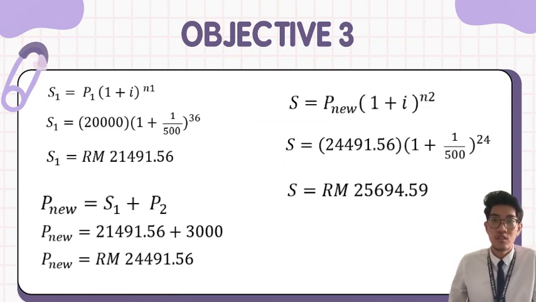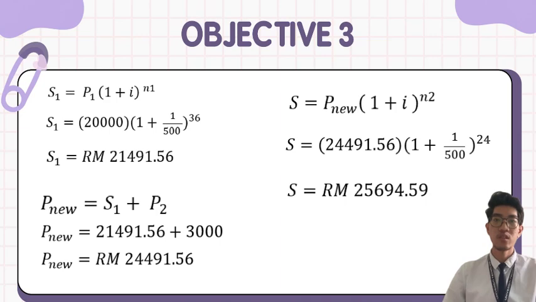So next, use the formula S1 equal P1 in bracket 1 plus I to the power of N1 to find the S1. So we got 20,000 ringgit multiplied with 1 plus 1 over 500 to the power of 36. So we got S1 is equal to RM21,491 36 cents.